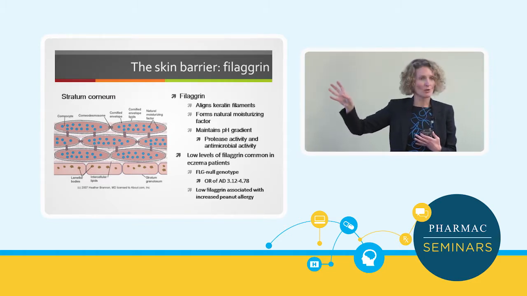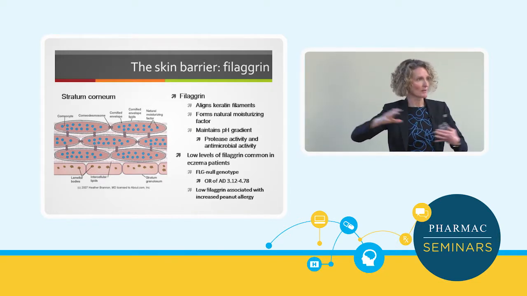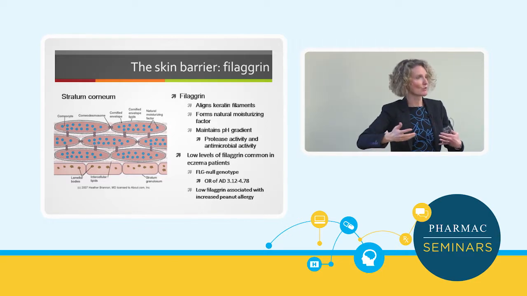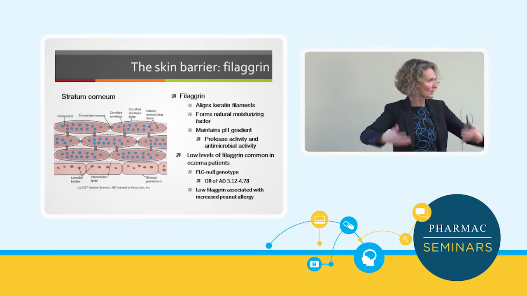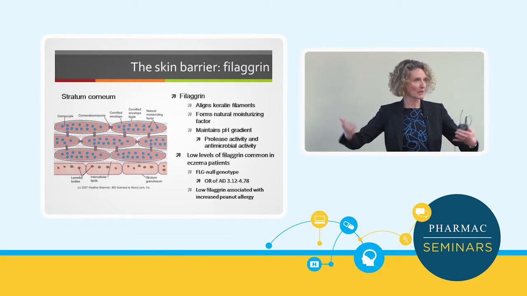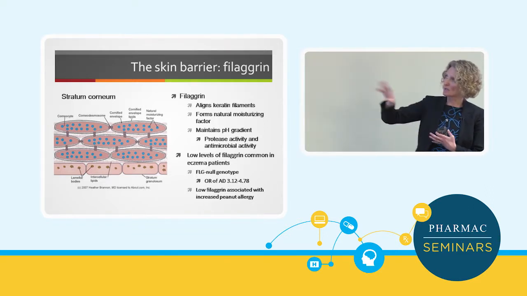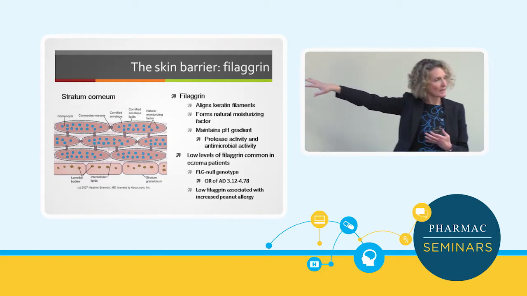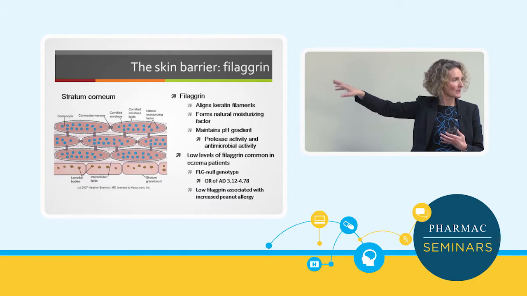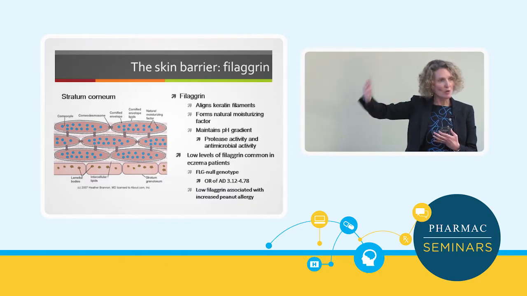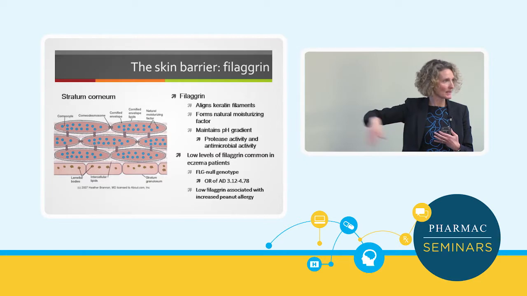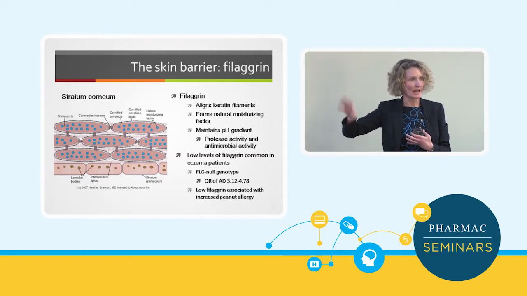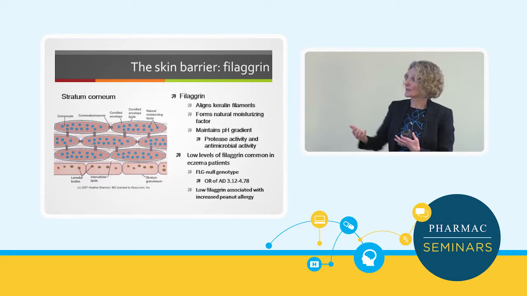But filaggrin has a role in aligning the keratin filaments and making the bricks the right shape. It forms something called natural moisturising factor, which keeps the corneocytes nice and plump and helps with lipid layer development. It also maintains the pH of the skin, and that pH is important for maintaining the normal activity of a lot of the enzymes that are needed for that skin barrier to work, so for normal desquamation, for example, and for normal antimicrobial effects.